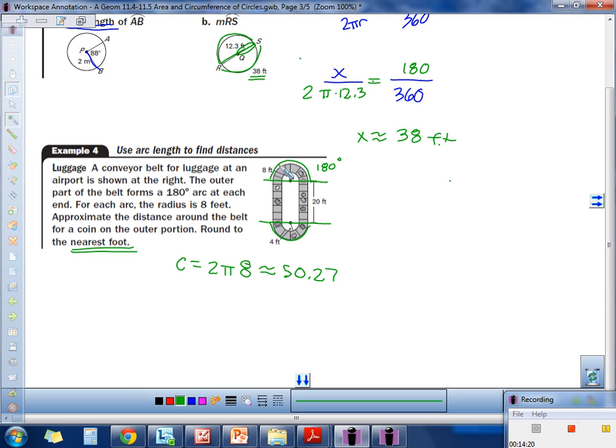50.27. That's for around the circular portion. But if we're going to go all the way around this conveyor, what do we also need to add in? We have a 20 here and a 20 here. So we've gone around the circle so far. Now we add 20 and 20 more. So let's write that out. The total is going to be 50.27 plus the 20, that's that straightaway, and another 20, which is over here. And we get a total of 90.27, and the units are in feet.